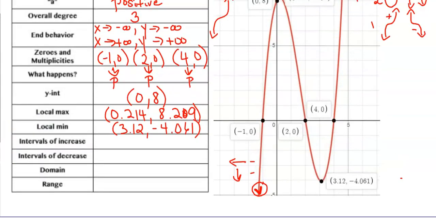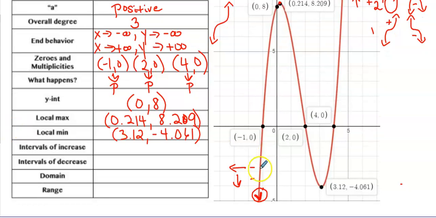We've got to look at intervals of increase and decrease. If you remember back, I think it was in Unit 1, we talked about intervals of increase and intervals of decrease. This is where I want you to think about that roller coaster going uphill and downhill. Intervals of increase is where it goes uphill. So I'm going to highlight this. Let's do increase in yellow.